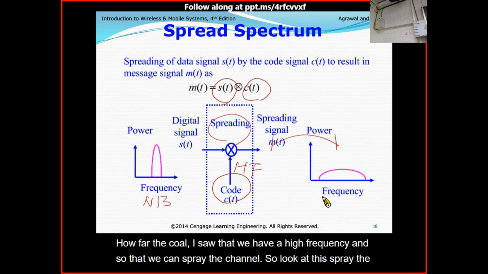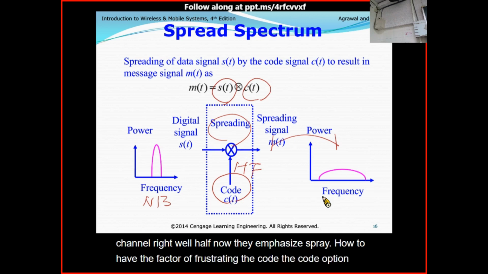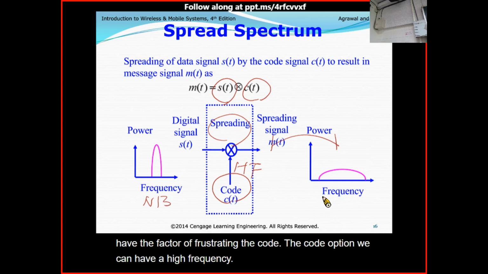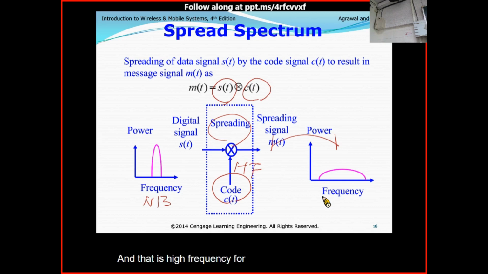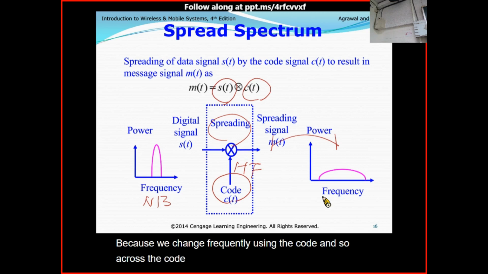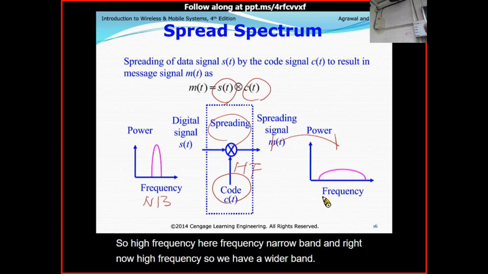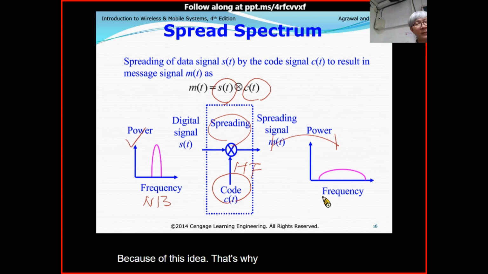Well, after now, then we emphasize spreading. How to have the factor of spreading, the code. The code actually we can have a high frequency. Can you accept this? High frequency for the code. Because we change frequently using the code. And so of course the code will result in a high frequency signal. So high frequency here, frequency narrow band, and right now high frequency, so we have a wider band. Well, because of this idea, that's why we have a narrow band and we have a wider band.